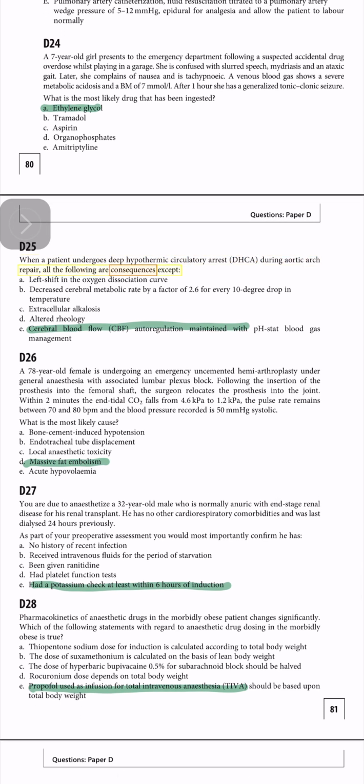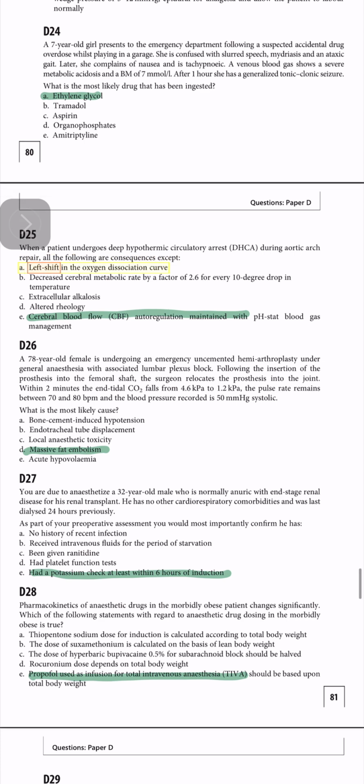B. A patient undergoes deep hypothermic circulatory arrest (DHCA) during aortic arch repair. All the following are consequences except: A. Left shift in the oxygen dissociation curve. B. Decreased cerebral metabolic rate by a factor of 2.6 for every 10-degree drop in temperature. C. Extracellular alkalosis. D. Altered rheology. E. Cerebral blood flow (CBF) autoregulation maintained with pH stat blood gas management.